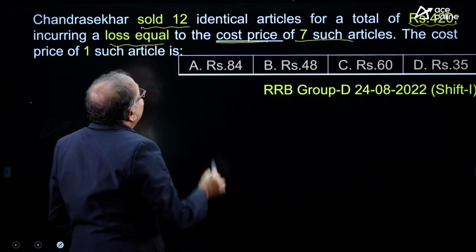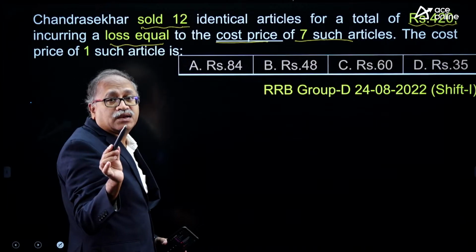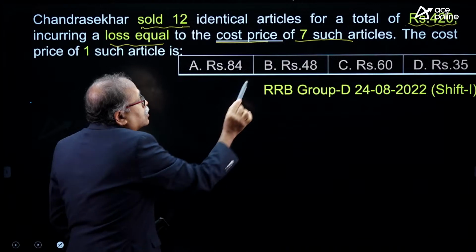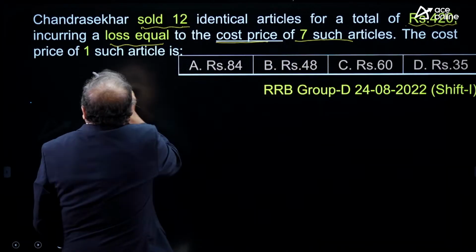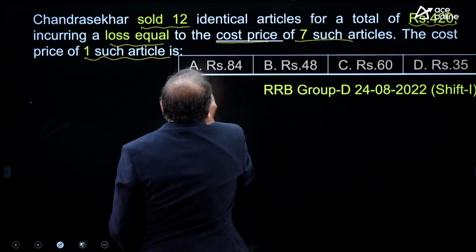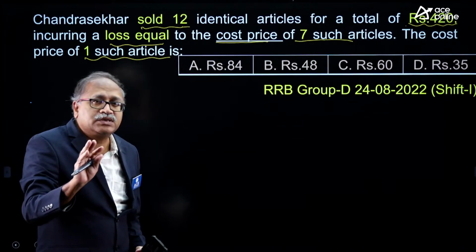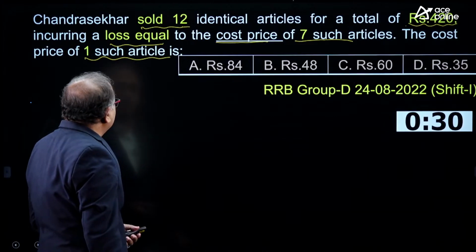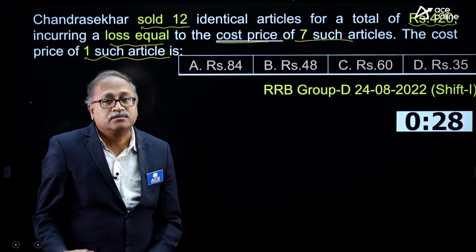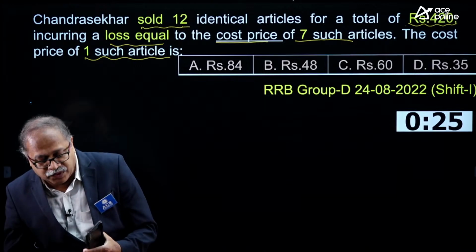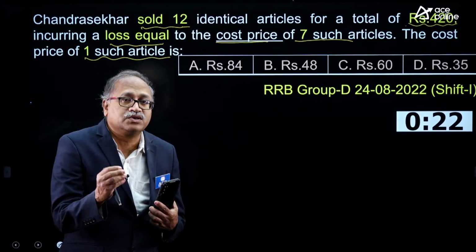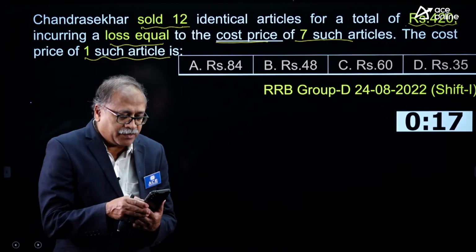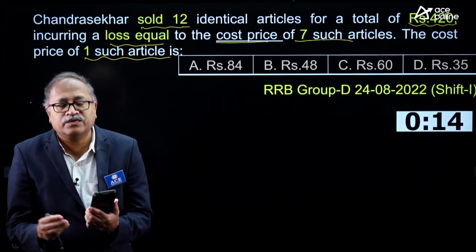By selling how many articles? 12 articles. For this much rupees, he is getting a loss which is equal to the cost price of 7 articles. The cost price of 1 article is, I will give you the best method. Please try this. I am giving 30 seconds for you to answer the question, and then see the approach, by which you can answer the question in 10 seconds. You don't need 30 seconds. Come on. Try this or you will be learning this.